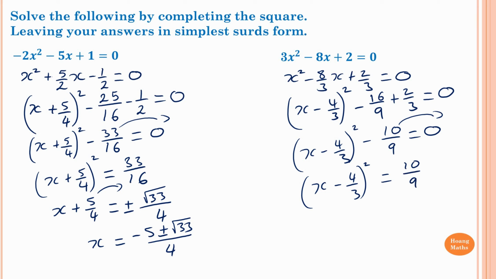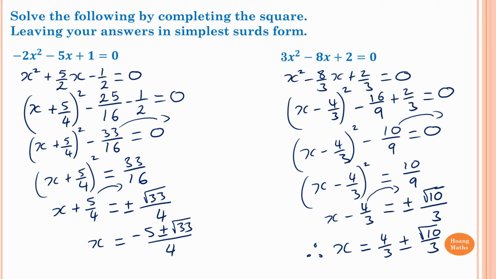And if I square root both sides, that is x minus 4 over 3 is equal to plus or minus square root of 10 over square root of 9. But square root of 9 is 3. So now I move the negative 4 over 3 to this side. So therefore, x is equal to 4 over 3 plus or minus square root of 10 over 3. Because they both have the same common denominator, I write everything in one form. Okay, so that becomes 4 plus or minus root 10 over 3.